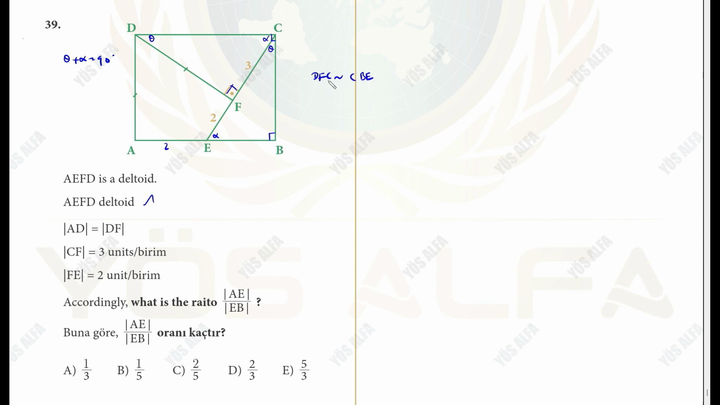If we can somehow show that their corresponding side ratio is 1, then we'll have two congruent triangles. In fact, DF over CB is equal to 1 because AD is the same as BC and DF is the same as AD. So the ratio of DF and CB is 1. So these two triangles are congruent. So the opposite side of theta is 3 over here. So the opposite side of theta over here must be 3, 2. So we have the ratio of AE and EB as 2 over 3.